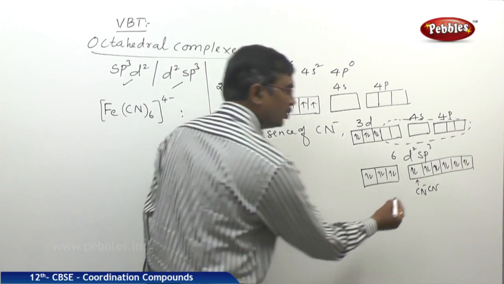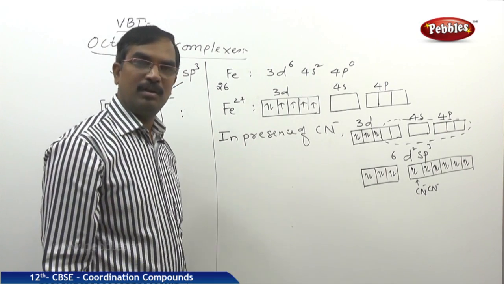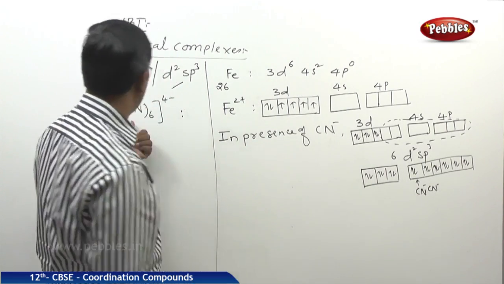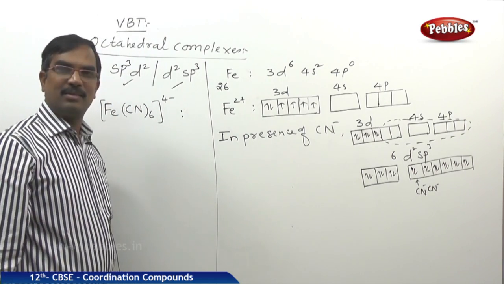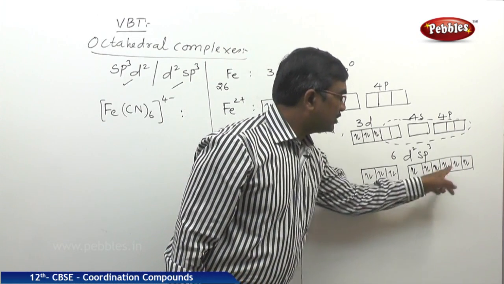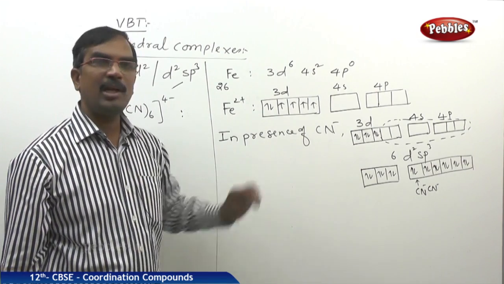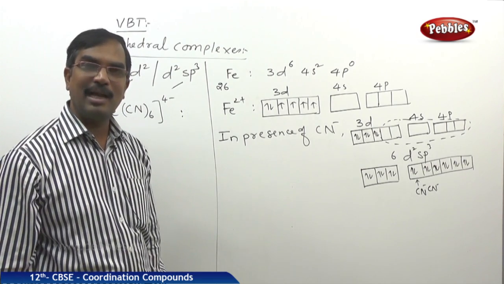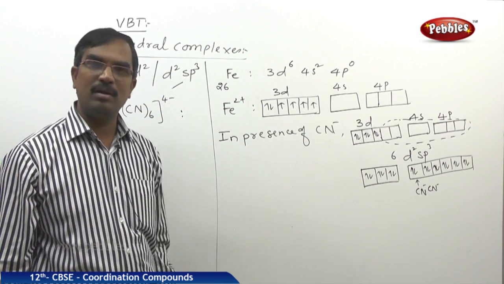So every CN is able to give the electron pair. Now we can see here how the bond is formed. If you see this particular complex, Fe(CN)6 4 minus, all the electrons are completely paired up. That's why this particular complex is considered diamagnetic. There are no unpaired electrons at all.